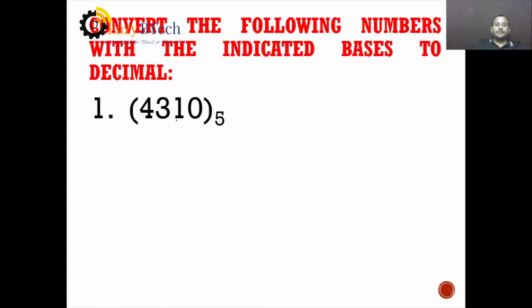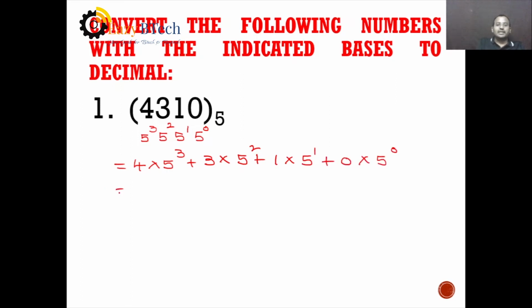4310. So this is also base 5. So we have to assign the weights: 5 power 0, 5 power 1, 5 power 2 and 5 power 3, right? And next, multiply the corresponding digit with respect to weight. 4 into 5 power 3 plus 3 into 5 square plus 1 into 5 power 1 plus 0 into 5 power 0, right? Next, 5 power 3 means 125, plus 3 into 5 square means 25, plus 1 into 5.